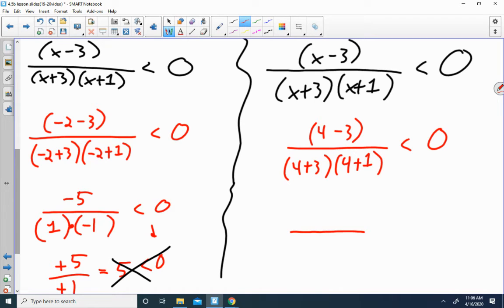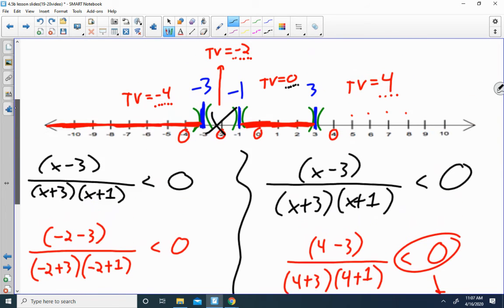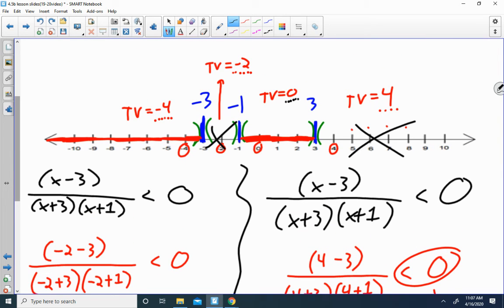So on top, 4 minus 3 will give you 1. On bottom, 4 plus 3 will give you 7, and then 4 plus 1 will give you 5. And take care of that. 1 is still on top. On bottom, 7 times 5 will give you 35. So 1 over 35, is that less than 0? Sadly, a positive number cannot be smaller than 0, so that flops. And thus, we have what we have here.